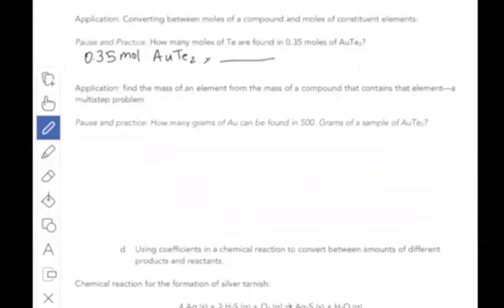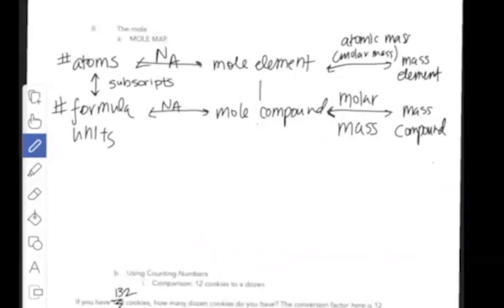Except we would start with 0.35 moles of gold telluride, multiplied by 2 moles of telluride on the top, 1 mole of gold telluride on the bottom. Moles of gold telluride would cancel, and we end up with 0.7 moles of element. So we can write the same relationship here with the subscripts in the chemical formula, and it will allow us to interconvert between moles of compound and moles of elements that make up the compound.